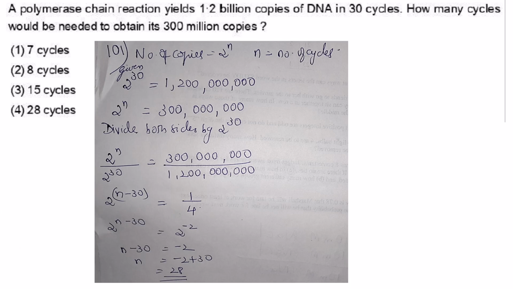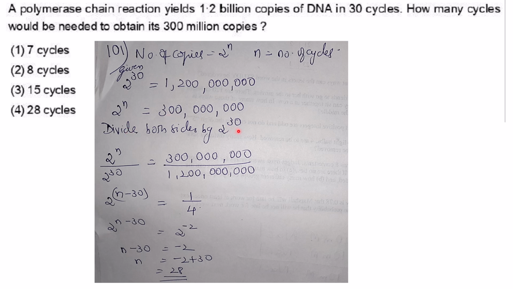Then next one. A polymerase chain reaction yields 1.2 billion copies of DNA in 30 cycles. How many cycles would be needed to obtain 300 million copies? So the number of copies is given by the formula 2 raised to n, where n is the number of cycles. It is given that 2 raised to 30 is 1.2 billion copies. So 2 raised to n, you will get 300 million copies.